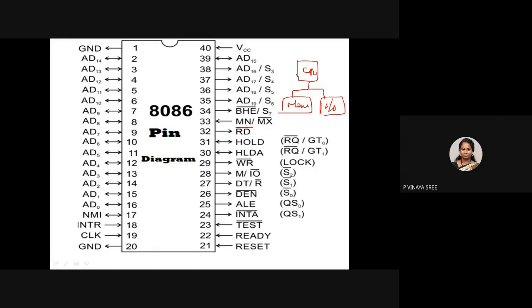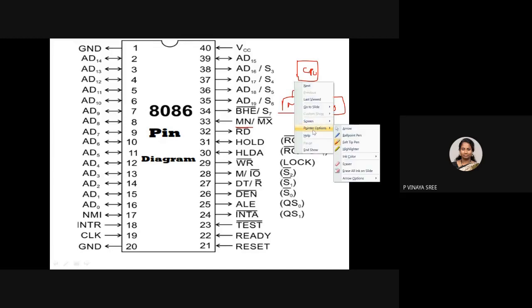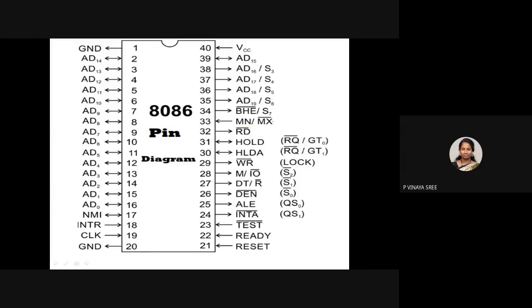The processor works in minimum mode when this pin is connected to VCC. If this pin is connected to ground, it will work as maximum mode. In such a case, you will have multiple processors, not a single processor. Processors 1, 2, 3 are all connected to a common memory and IO devices. The memory and IO devices are shared among these multiple processors in maximum mode.